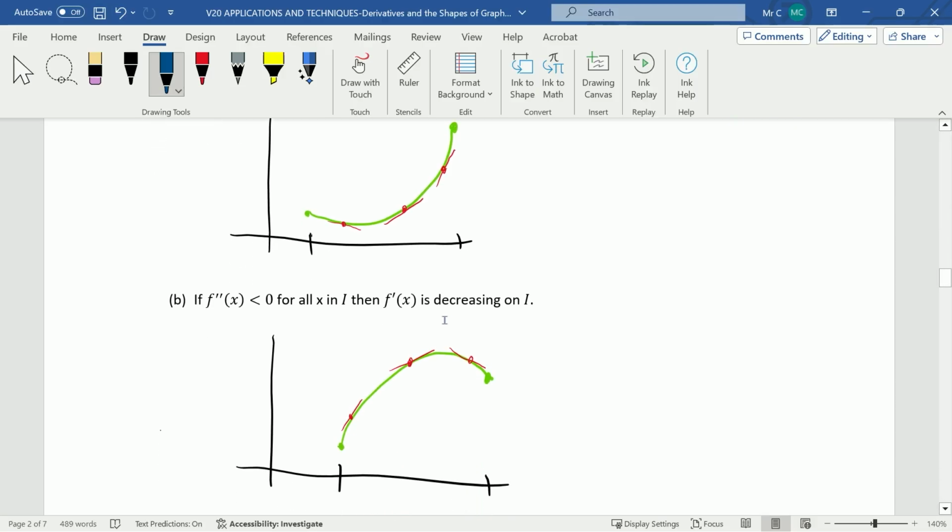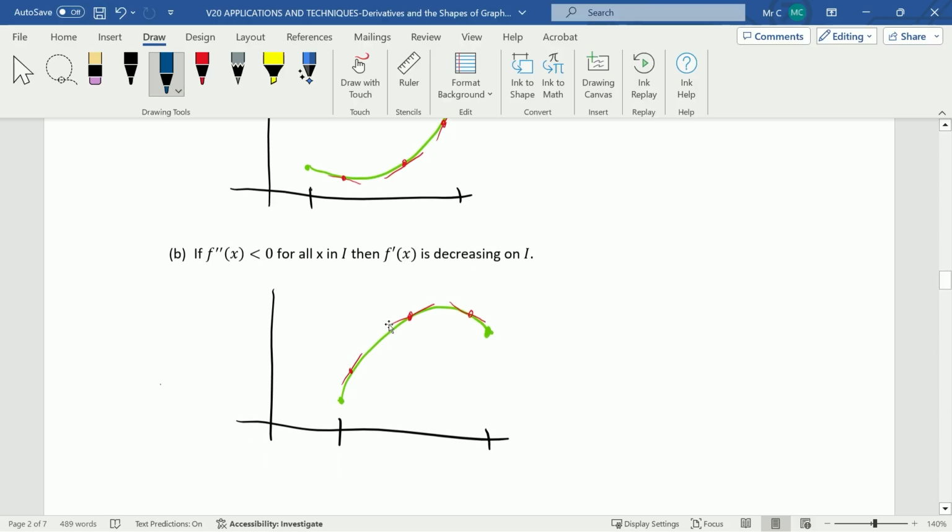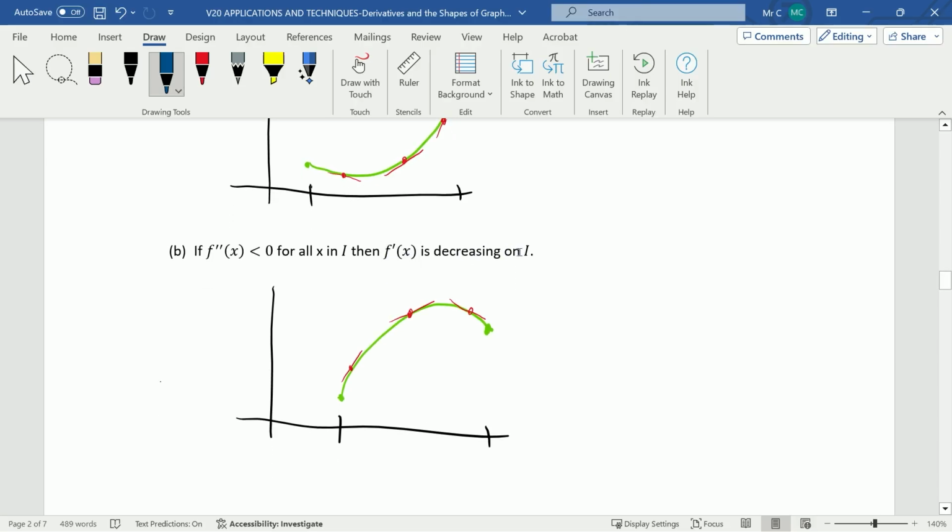On the other hand, if the second derivative is negative for all x in I, then f prime is decreasing on I. So, in other words, the tangent slopes are getting smaller. The slopes are smaller, and so the shape that it carves out on our graph is something that is facing down, a cup facing down.